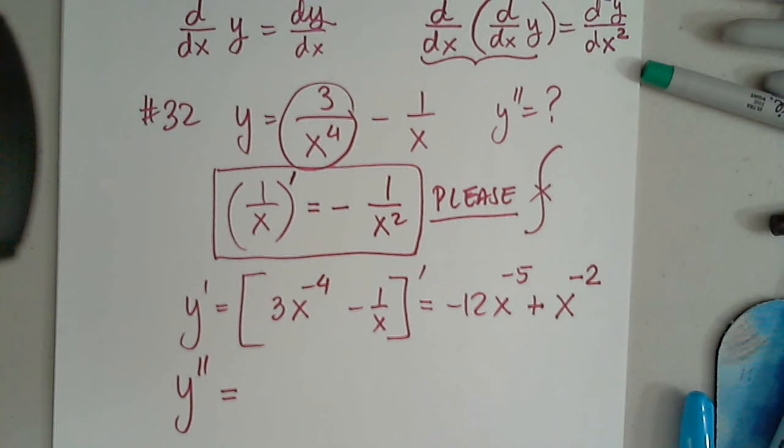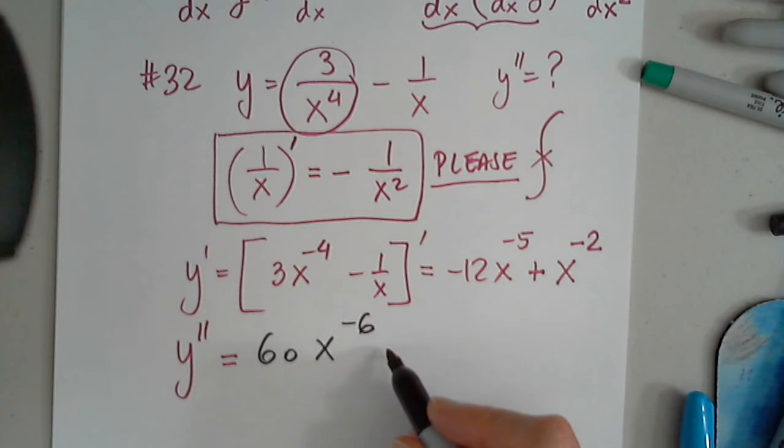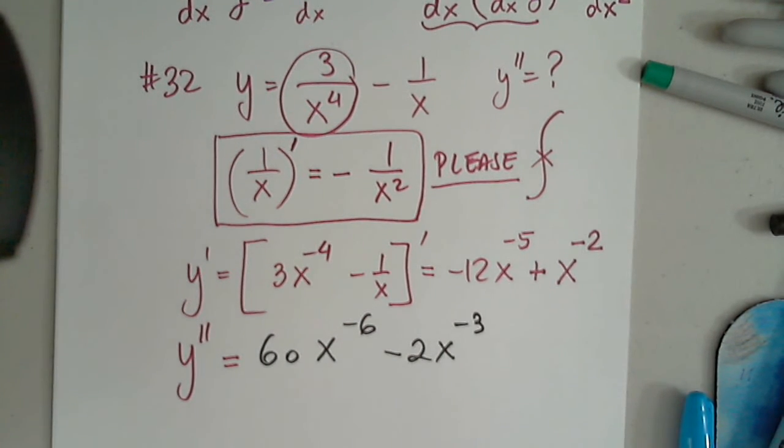Would be 60x plus -2x. Wouldn't it be 60x to the -6? Good. Minus 2x to the -3rd. That's it. You don't have to do anything else. Very good. So please remember that.